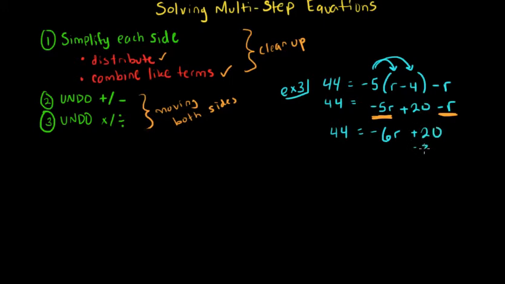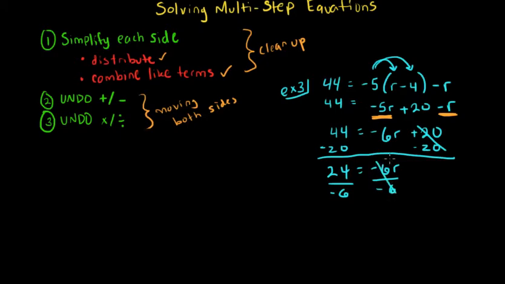So let's go ahead and subtract 20 on both sides. These cancel out. 44 minus 20, that's 24 equals negative 6r. Divide both sides by negative 6. We're going to speed through because now I think we see the light at the end of the tunnel. Sweet. And r equals negative 4. And that's our answer. Cool.